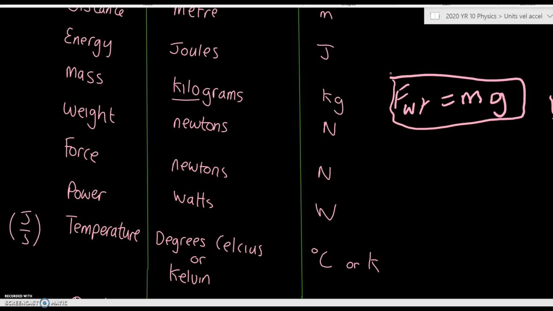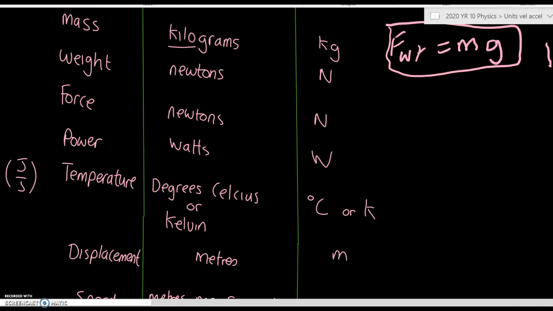It's going to be a force of weight, which is going to be your mass, which is in kilograms, multiplied by the acceleration due to gravity, which is 9.8 meters per second squared. But we'll come to that a little bit later on. There you go. The next one is weight. So weight is measured in newtons, and Newton's a famous scientist, so capital N.